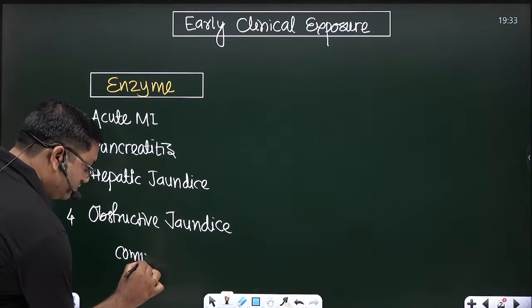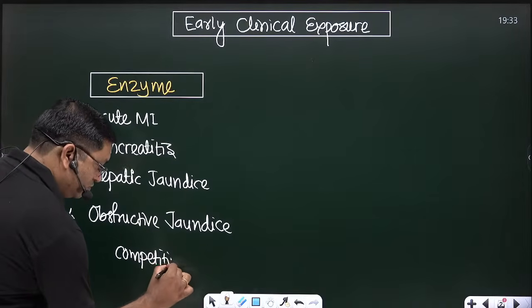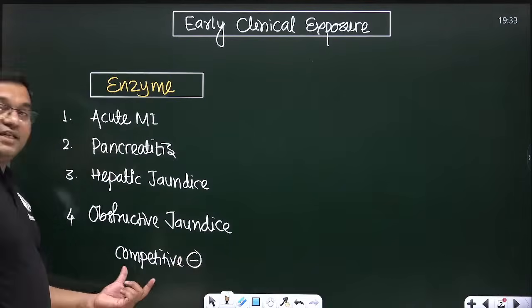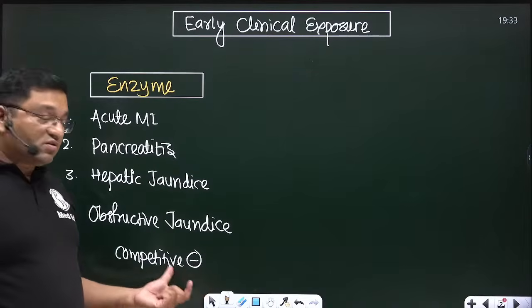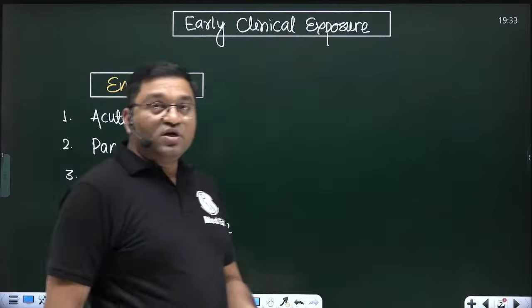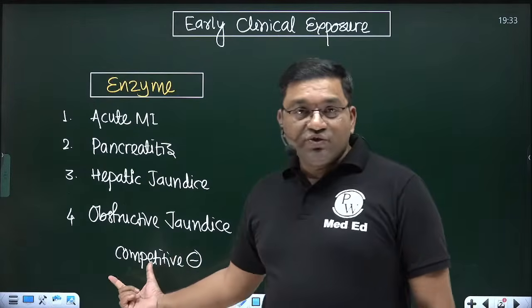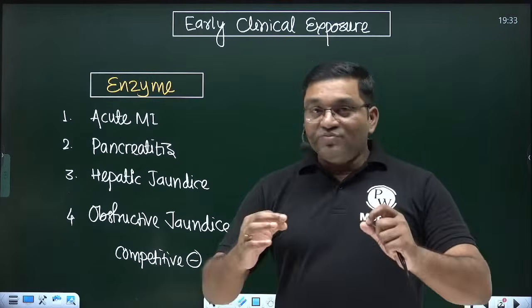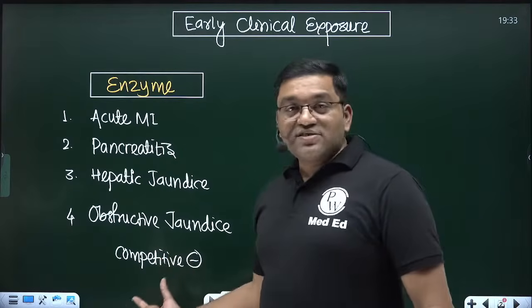Competitive inhibition, this is also a clinical topic. Competitive inhibition, various drugs which are used in the competitive inhibition. For example, statins group of drugs which inhibit the enzyme HMG coenzyme A reductase. This can be asked from the enzyme topic.